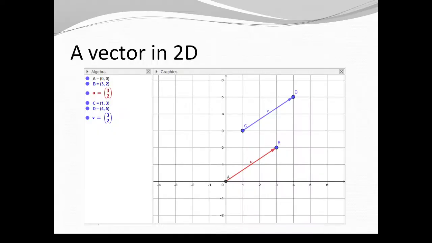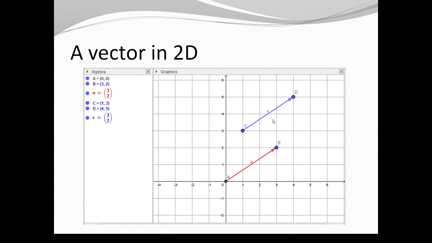In a 2D space, a vector can be defined by 2 points. For example, from C to D, we have a vector. It can be labeled as V. Indeed, the initial position of a vector does not matter at all. From C to D, we are going 1, 2, 3 units to the right and 2 units up.